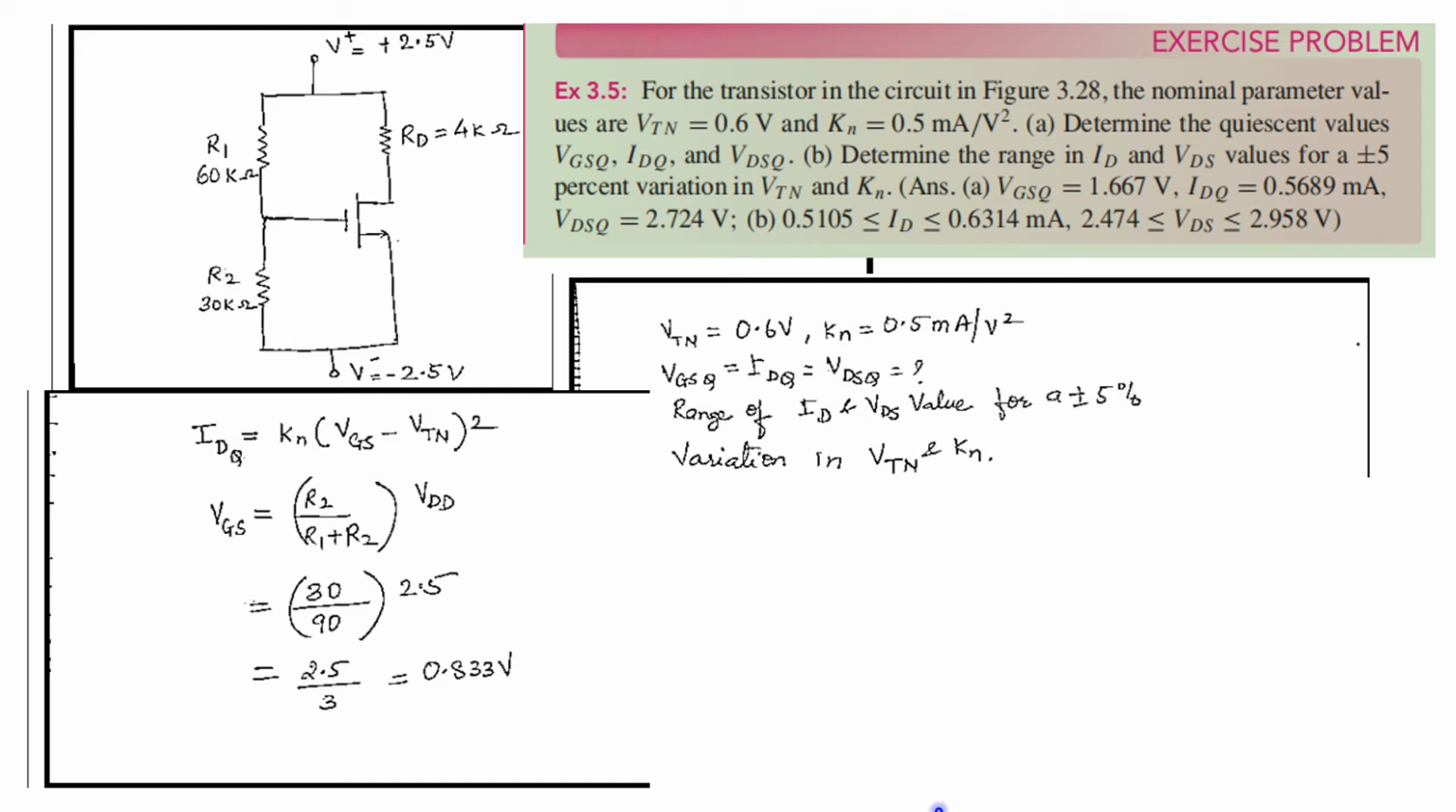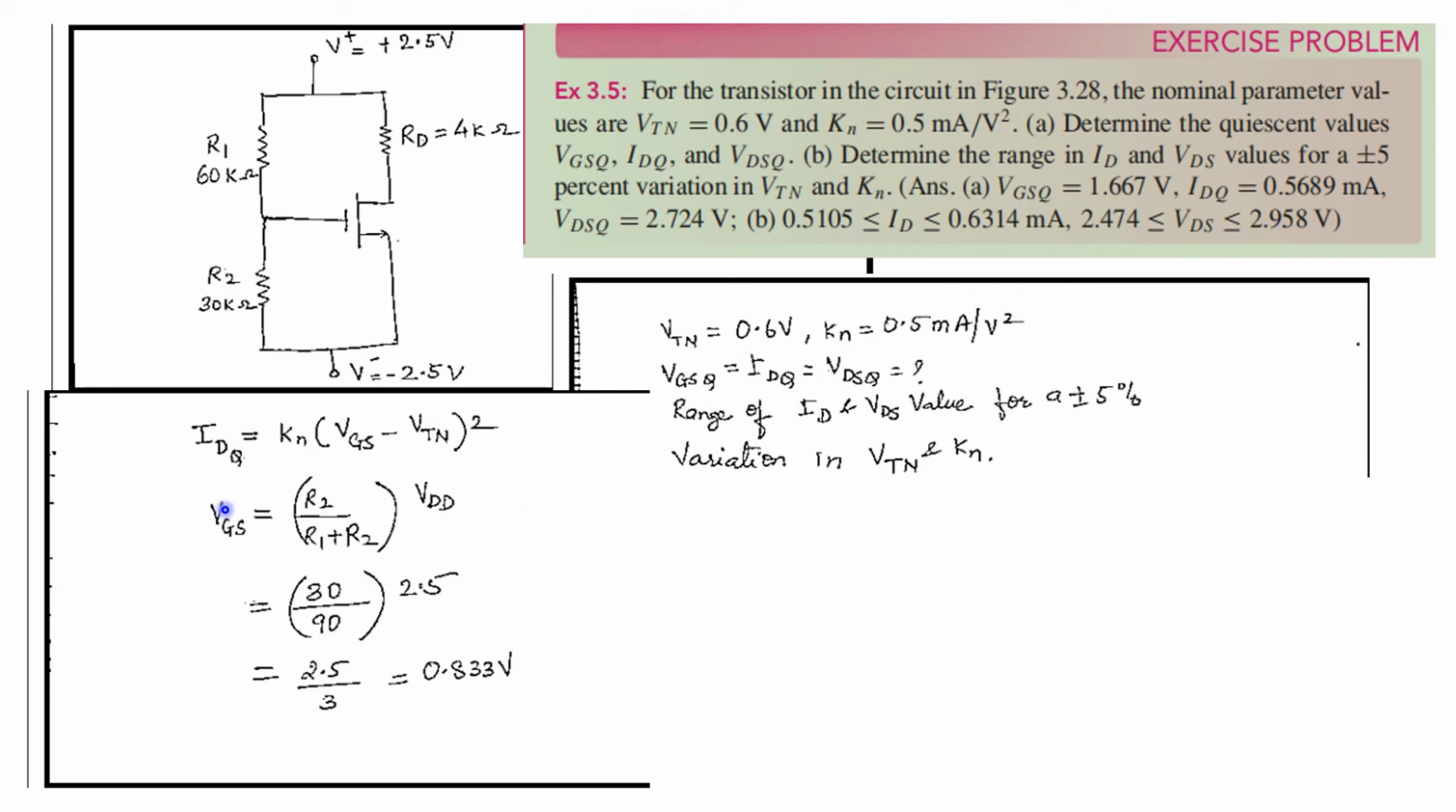So nominal parameter values VTN is 0.6 volt, Kn is 0.5 milliamperes per volt squared. You have to determine the quiescent conditions VGSQ, IDSQ and VDSQ. Determine the range in ID and VDS when plus minus 5% variation in VTN and Kn is considered. Ignore the answers given over here. They may not fall in our given condition.